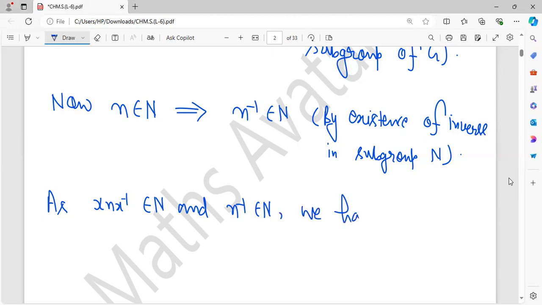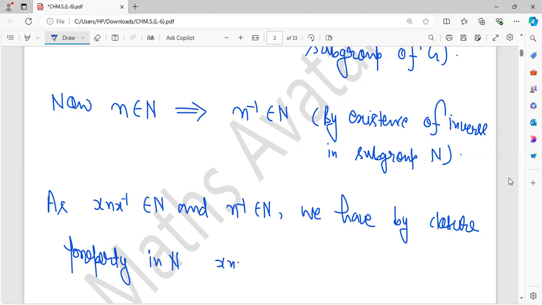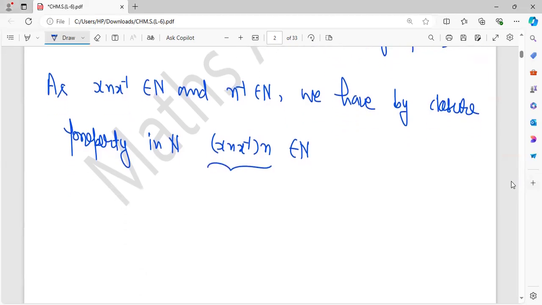we have by closure property in N, x n x inverse n inverse belongs to N. So we can write this by associative property like this: x n x inverse n inverse belongs to N. Okay. Let's call it one.